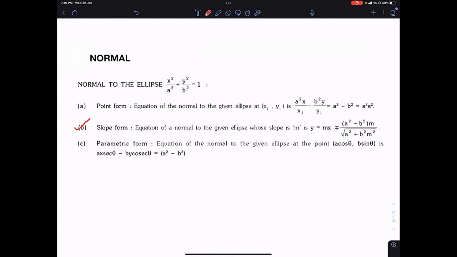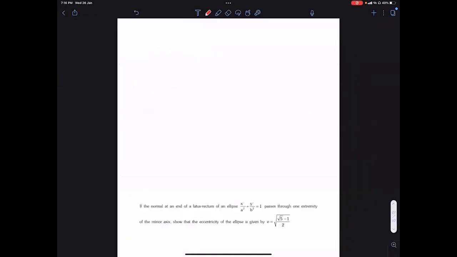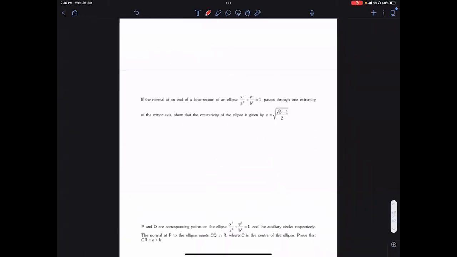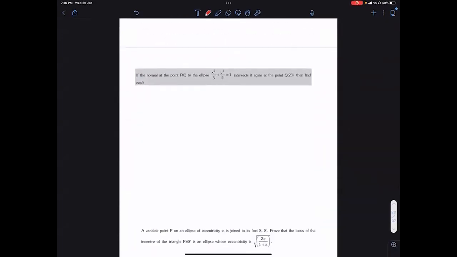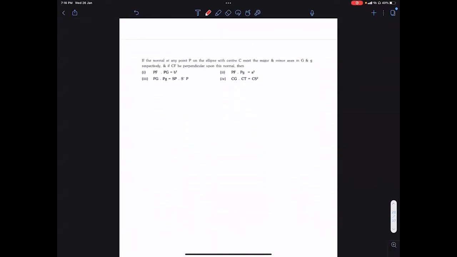So if you are wondering, should we remember this formula, sir? Yes, you need to remember. Why? Because there was one question where they gave the normal equation, and then they asked for the point where it is normal and all this. I think I'll just, did I select that question here? Let me see. No.